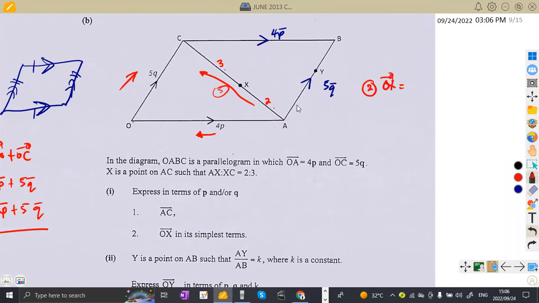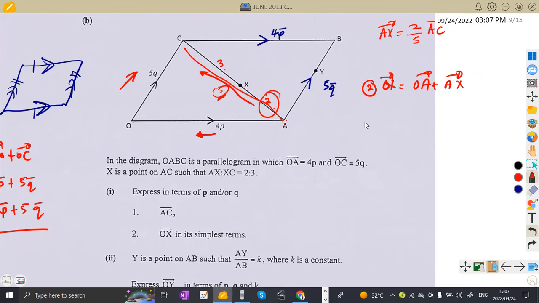We're supposed to take the route from O to A, then A to X. O to A plus A to X. But we do not have the vector AX. This one, we can use the ratio now, because we are given that from A to X is 2 parts out of the whole of AC. And AC, the one that you're given, carries 5 parts. So it's going to be 2 over 5 of AC. All right, so that is your vector AX.